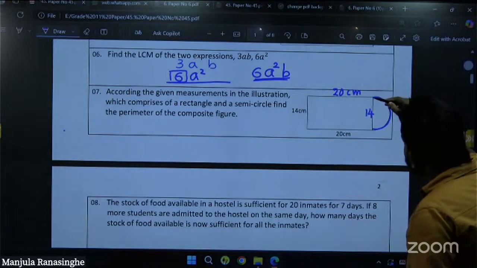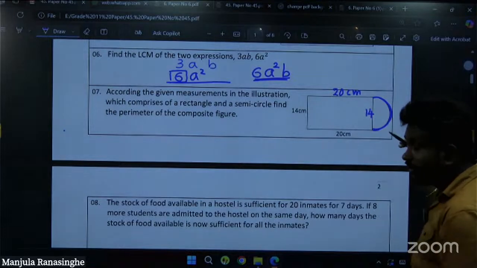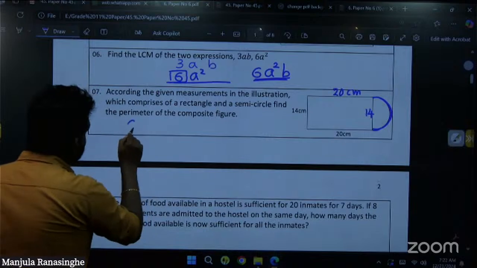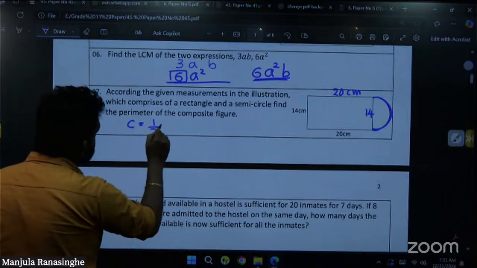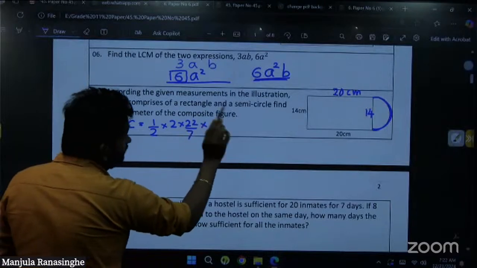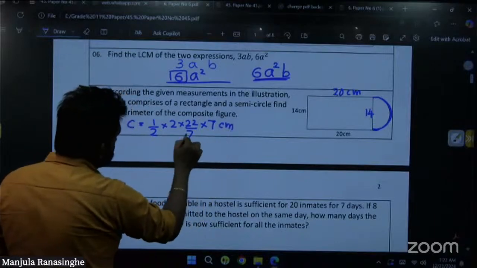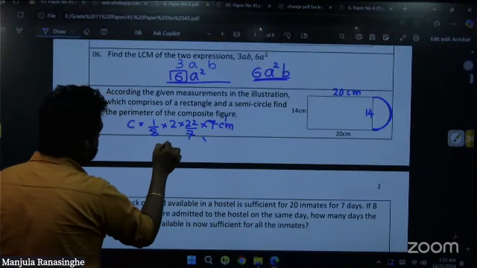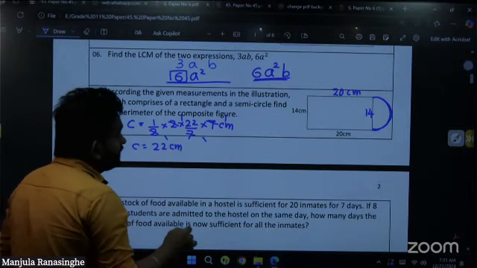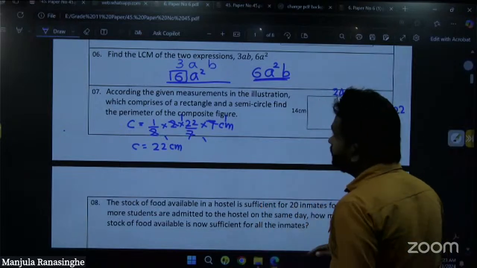Now the arc length of a semicircle with diameter 14, that means radius 7. So you calculate the arc length of a semicircle, half into 2 into pi into r. r is 7, carefully, as 14 is the diameter. Now you can see 7, 7, 2, 1, 2, 1. Then C comes as 22 centimeters. That is the arc length. Okay, 22.